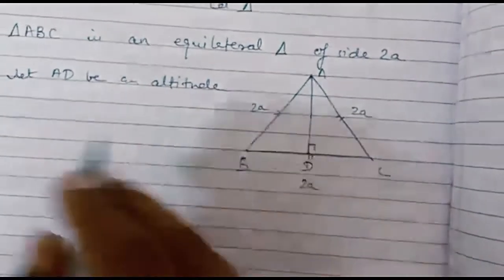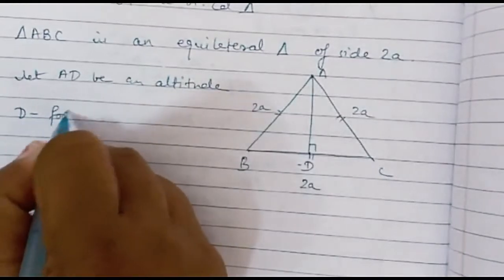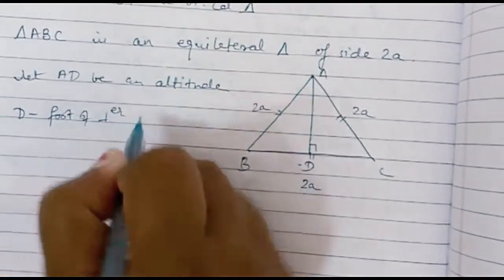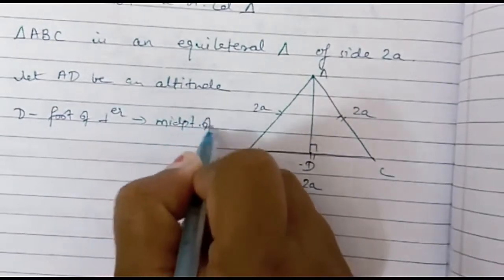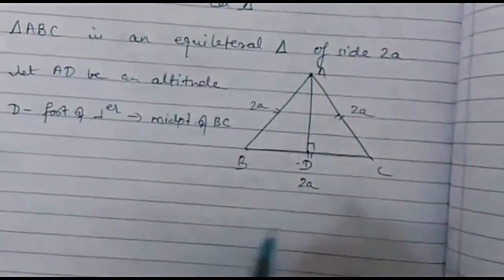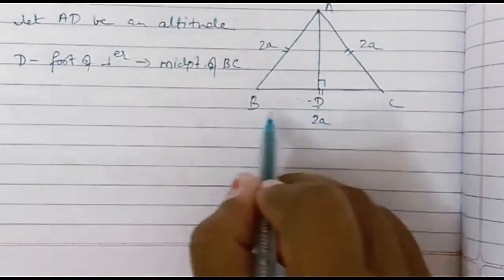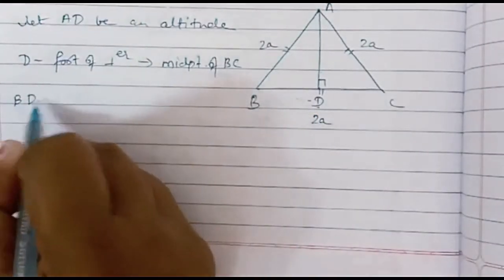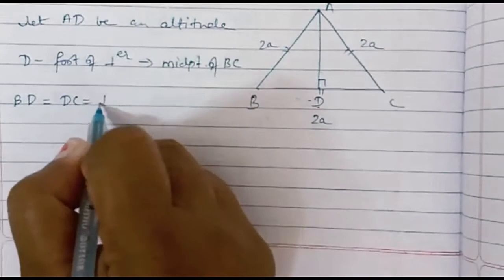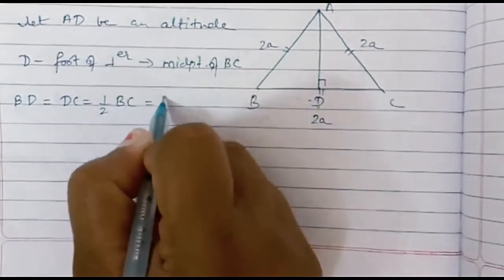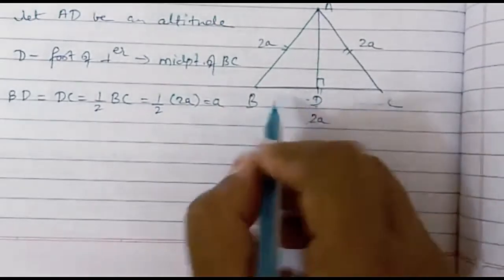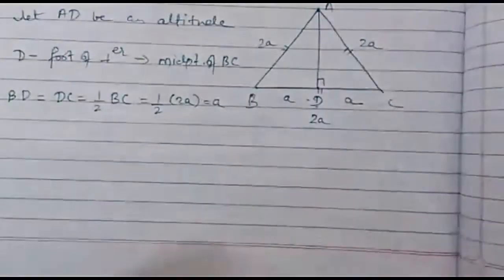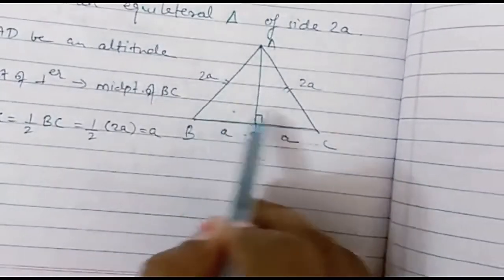That means this foot of the perpendicular D will also be the midpoint of line segment BC, right? So as D is the midpoint of BC, BD will be equal to DC, which will be equal to half of BC. So it will be equal to half of 2A, which will be equal to A. So BC will be divided into A and A. Now you are getting 2 right angle triangles here.